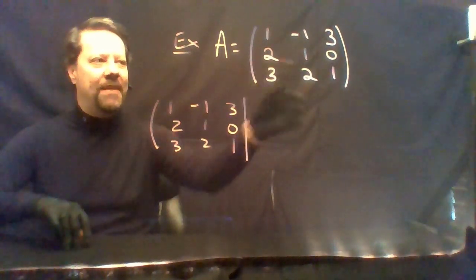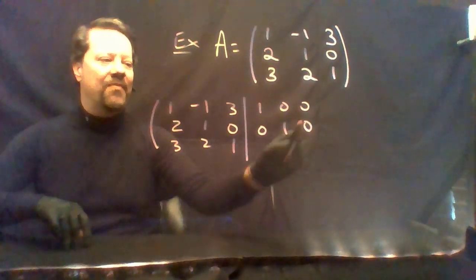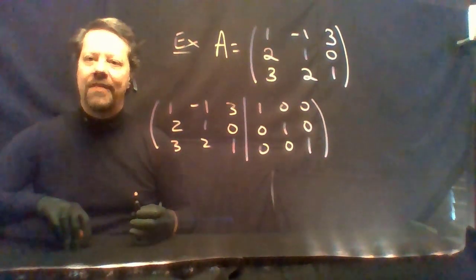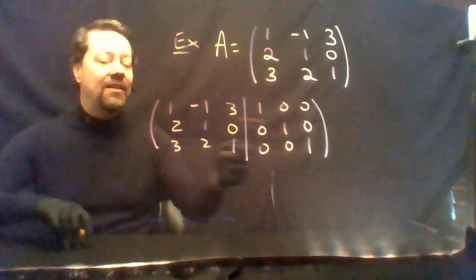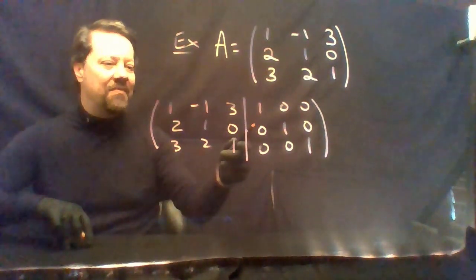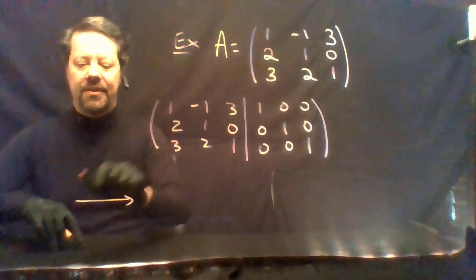We'll take the matrix A and abut it next to the identity matrix. And then we'll perform a sequence of elementary row operations until we get the identity matrix on the left. Whatever appears on the right will be the inverse. So let's first do two elementary row operations.